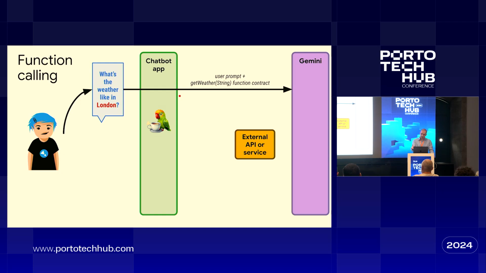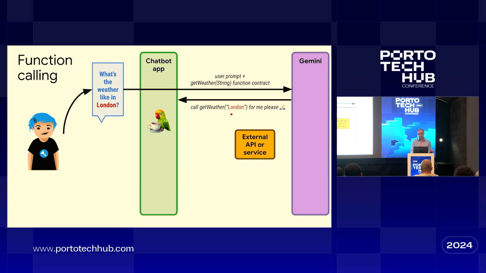Then the LLM, Gemini in this case, will look at the prompt and say, oh, the user is asking me about weather, and I have this function available, and it will tell us, can you please call this function for me? So it will tell us, please call getWeather with London for me, and give me the information back.